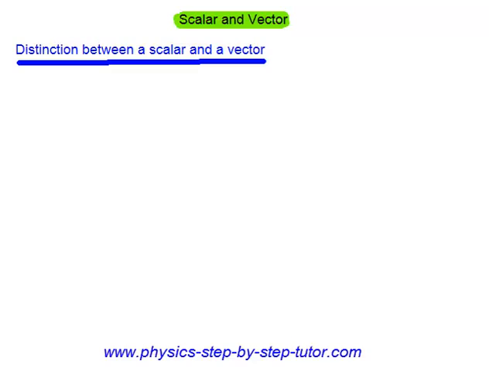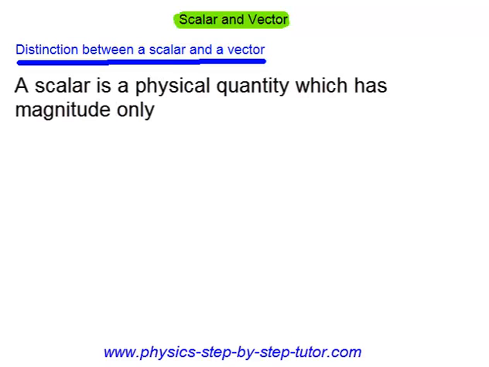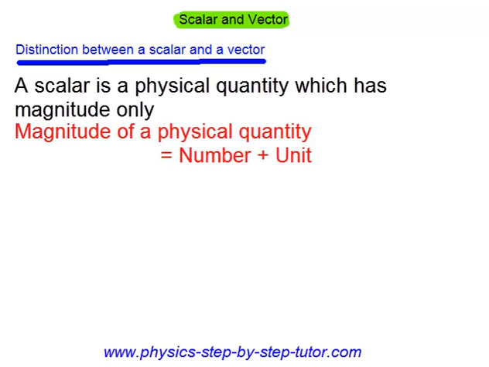By stating the definition of each one of them, we will have given the distinction. For instance, a scalar is a physical quantity which has magnitude only. The magnitude of a physical quantity usually consists of a number and a unit. That is how we state the magnitude of a physical quantity. We just state the number and a unit.